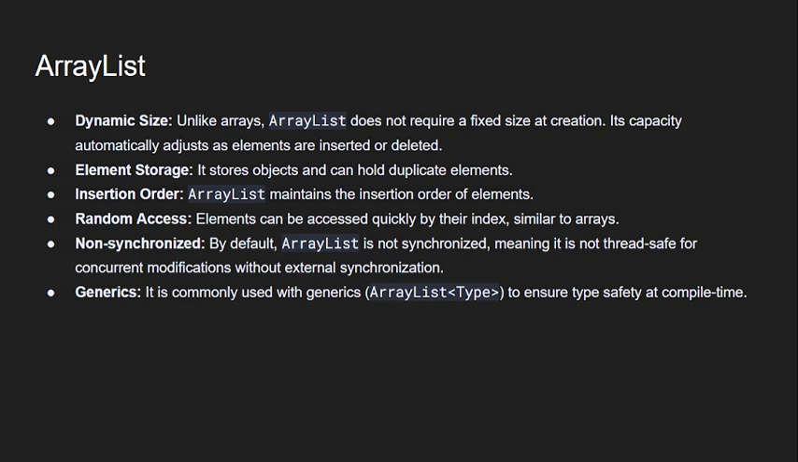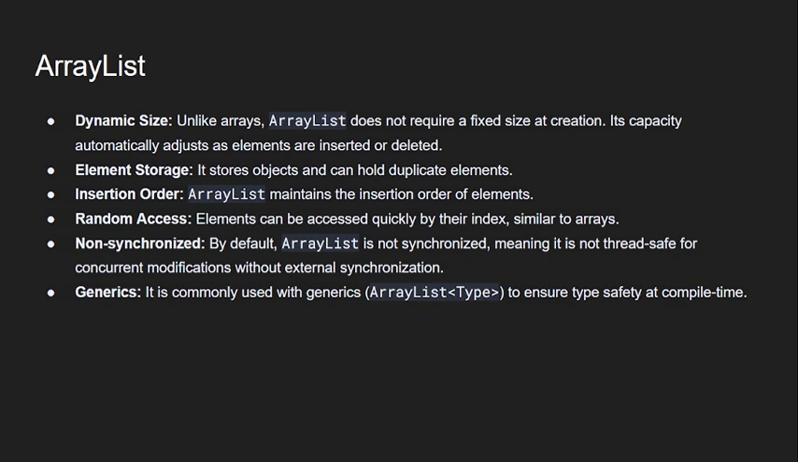So next is thread safety, non-synchronized. By default, ArrayList is not synchronized, meaning it is not thread safe for concurrent modification without external synchronization. So ArrayList itself does not provide any thread safety. If you want thread safety for ArrayList, you have to externally synchronize it, using synchronized blocks on the function level or on the block level.